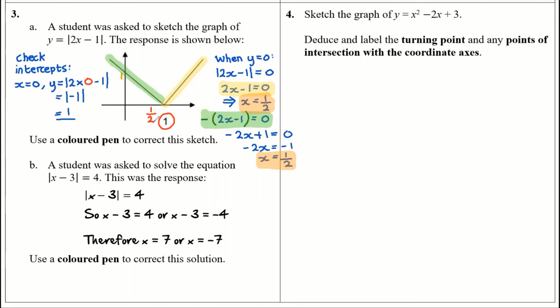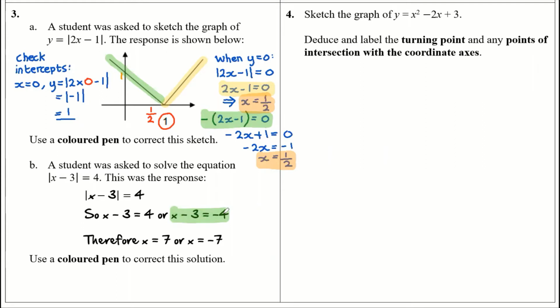So for part B, we have some more student work. The student was asked to solve this equation, and they did this response. Now, at first glance, you might think, well, they've not changed the sign of the equation, but as I've just stated, for the second equation here, this would correspond to the negative branch of that graph. So I'll just be consistent with my negative branches and use green.